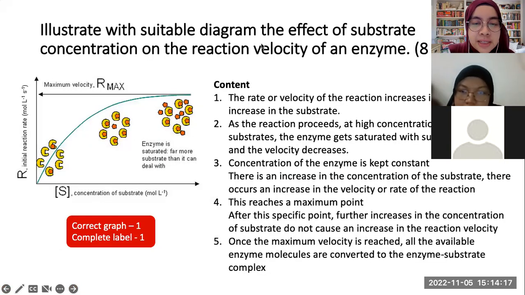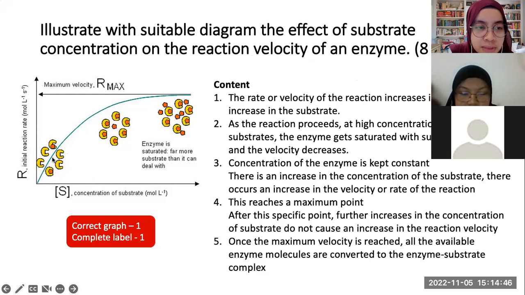So again, let's recap. This is the graph for the effect of substrate concentration. Substrate means the thing that is being broken down or metabolized. Enzyme is the means. So what happens as we increase the substrate concentration? You can see based on the graph. Towards the right is increasing concentration.